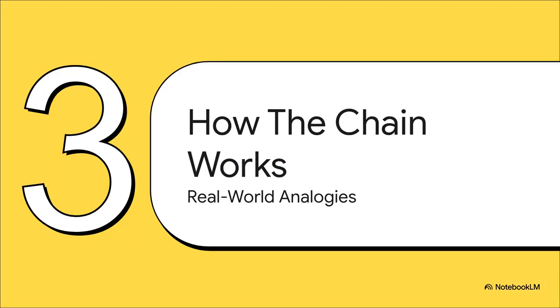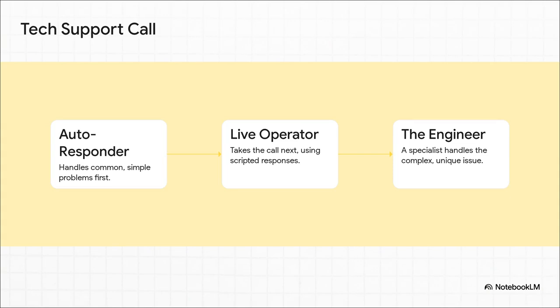Okay, to make this feel a bit more real, let's look at a couple of real-world analogies that I think perfectly capture how this whole thing works. Think about the last time you had to call tech support. Your request gets passed up the chain, right? First, you probably get an autoresponder for the really common stuff. If that can't help, you get passed to a live operator. And if they're stumped, your call gets escalated up to an engineer. Your request just keeps traveling along that chain until someone can finally solve it.